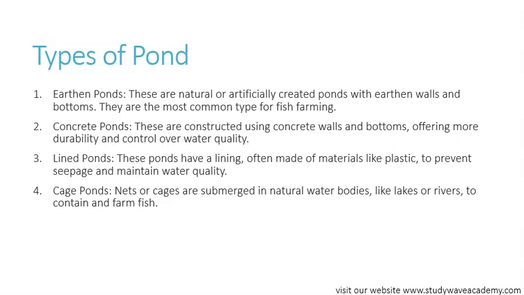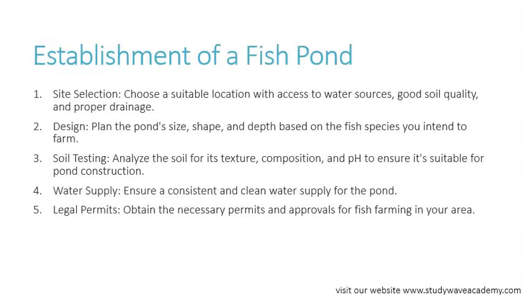So next we are going to be looking at establishment of a fish pond. Okay? Establishment of a fish pond means creating a place where fish can live and grow. Do we understand? Establishing a fish pond refers to the process of creating a suitable environment for raising fish for maybe commercial or recreational purposes.